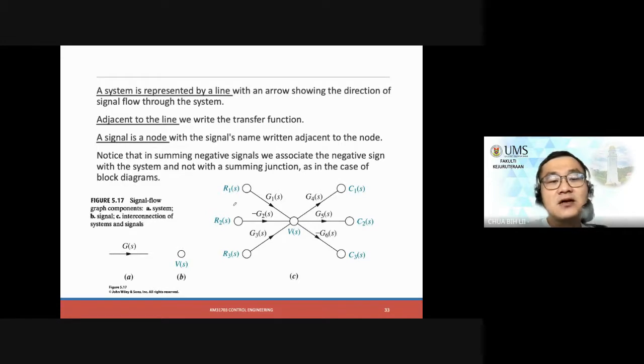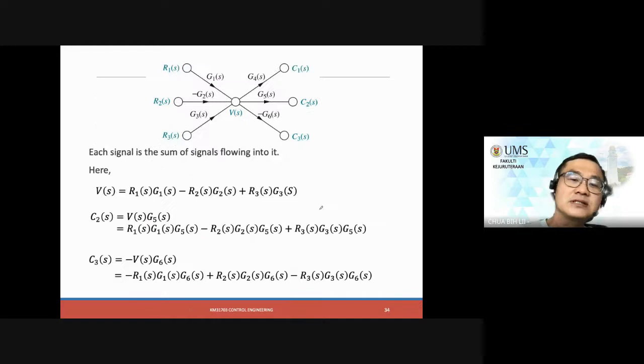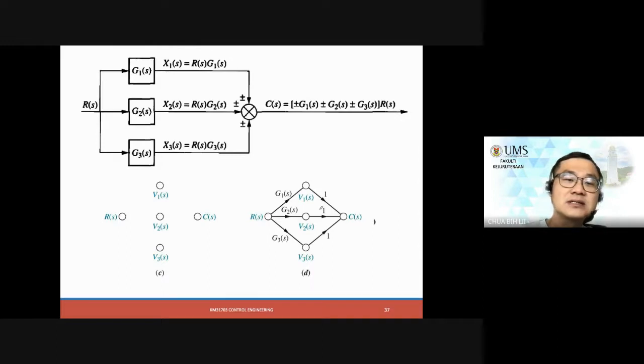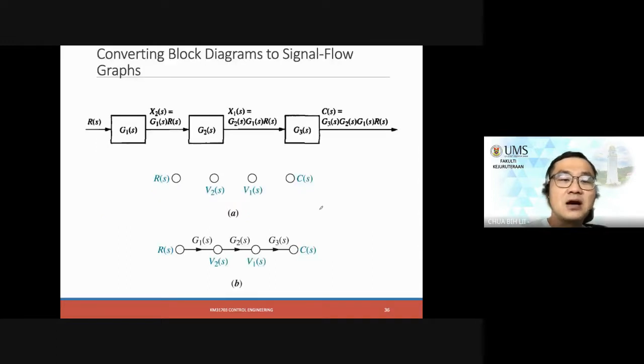Instead of the signal going into a block, they just use the node as well as the branch to signify the transfer functions. So this is how it would look, right? I will not go into details on all these things. You can test this on your own, how you would form this kind of block diagram into the signal flow.